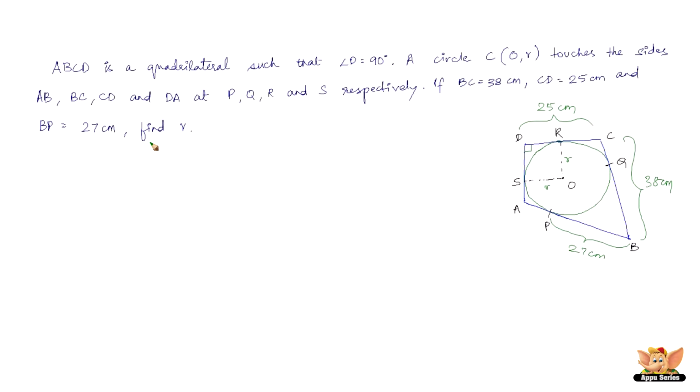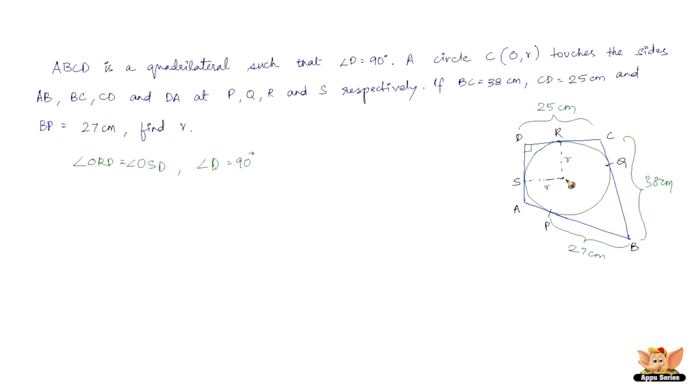Now again, since a tangent to a circle is perpendicular to the radius through the point, we've got angle ORD equal to angle OSD, right? The reason being this property which says that a tangent to a circle is perpendicular to the radius through the point. So now it is already given that angle D is equal to 90 degrees.